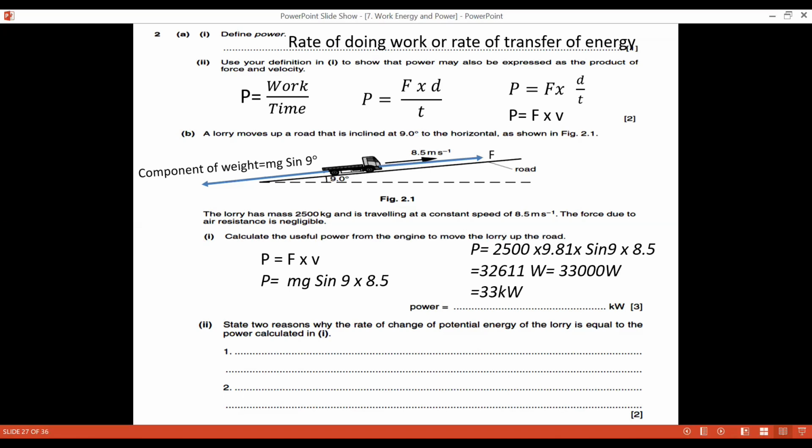State two reasons why the rate of change of potential energy of the lorry is equal to the power calculated. Why is it equal to the power calculated? Because the only energy gained with time is potential energy. Resistance is negligible. Yes, resistance is negligible. Secondly, the velocity is constant.